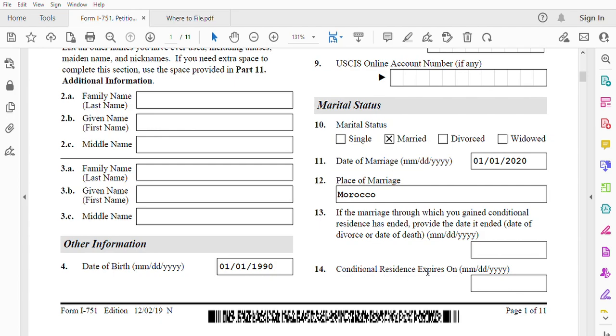Conditional residence expires on. Check your green card. In my case, it's 8/8/2024. Check your green card expiration date. You will have it because with CR1 you get 2 years from the date you enter the US. So in my case, it's gonna expire 8/8/24.